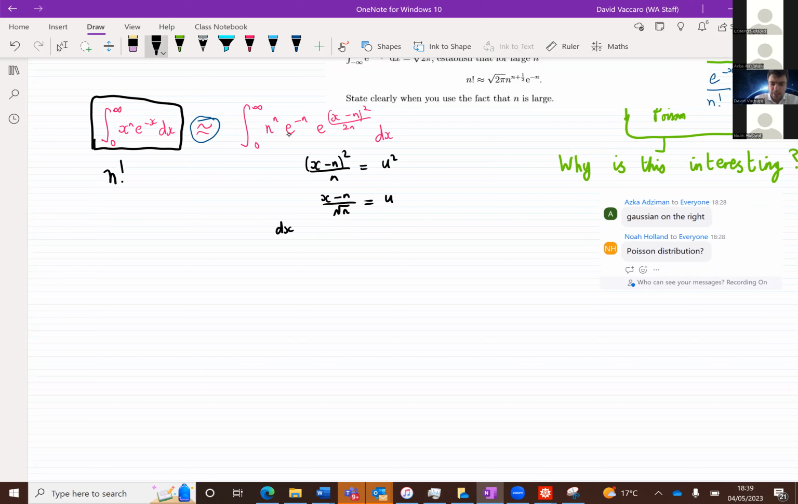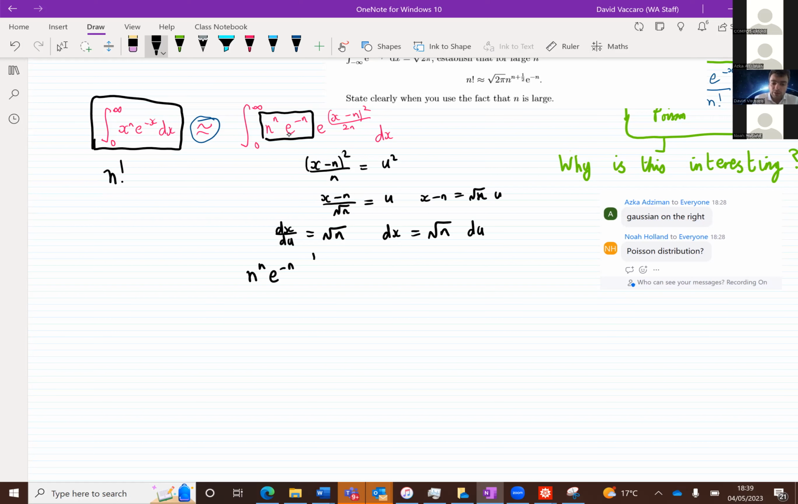So dx by du: I've got x − n equal to √n u, so it's just √n. So dx is √n du. Notice that these terms look complicated, like they're going to make the integral hard, but they just involve n, they don't involve x. So we can just treat those as a constant.